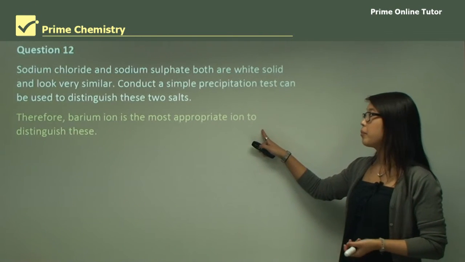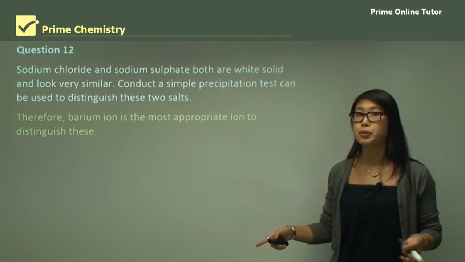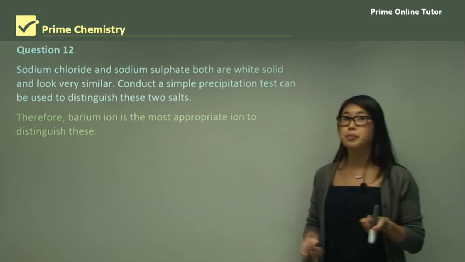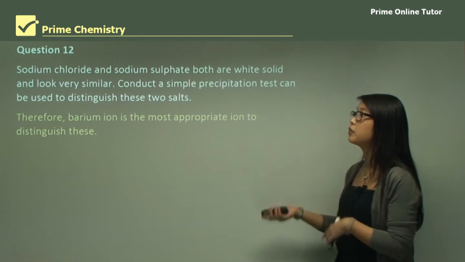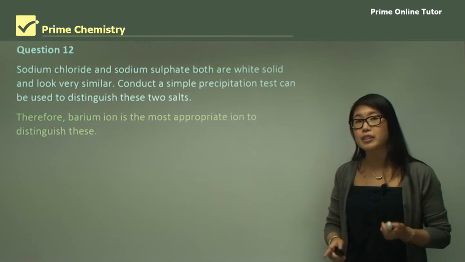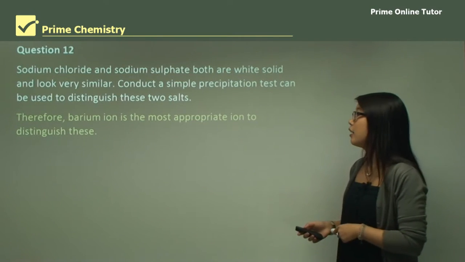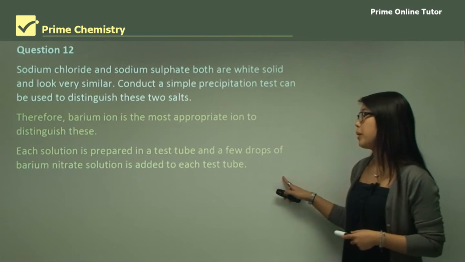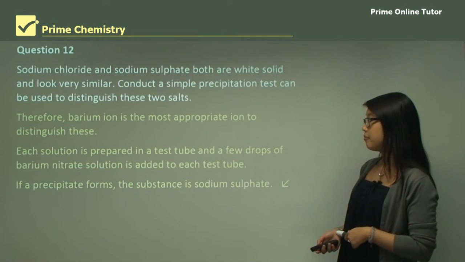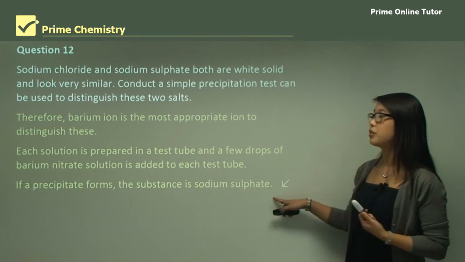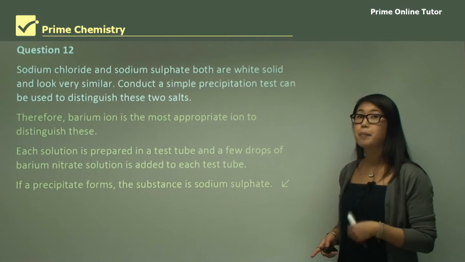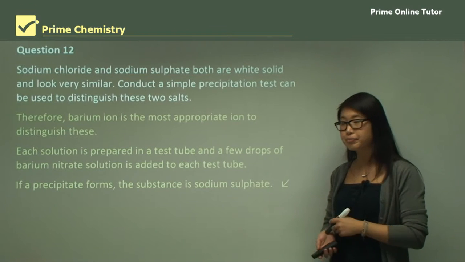Therefore, barium ions are the most appropriate to distinguish between them, because barium won't form a precipitate with the chloride, whereas silver can precipitate out sulfate. So we need to make sure we use barium, because it won't give us any false positives. Each solution needs to be prepared in a test tube and a few drops of the barium nitrate solution added. If a precipitate forms, then it's sodium sulfate, not sodium chloride, because barium sulfate will precipitate out. Barium chloride is just an aqueous solution.